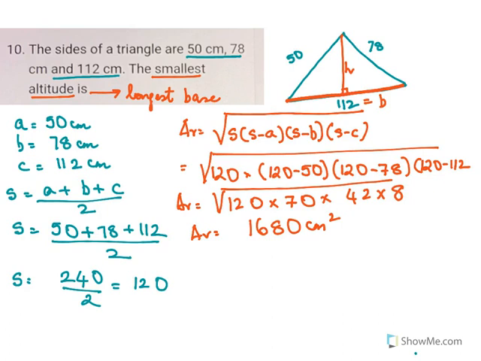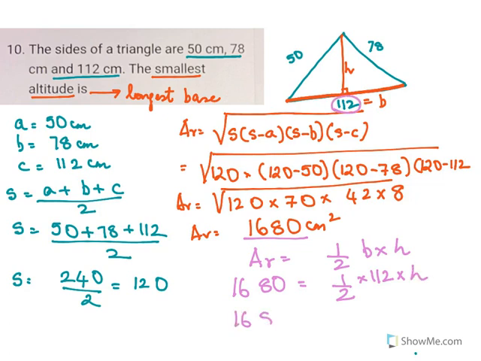We know that the area is half base into height. The area we already found, 1680. We need to find the height. So which base are we taking? We're taking the longest base. This is 112. Why did we take the longest base here, 112? Because we want the shortest height. So it will be 1680 into 2 over 112 equals height, and here the height then comes 30 centimeters.